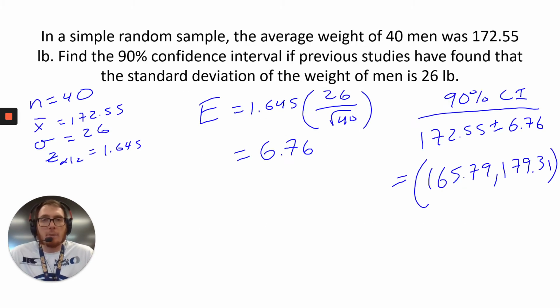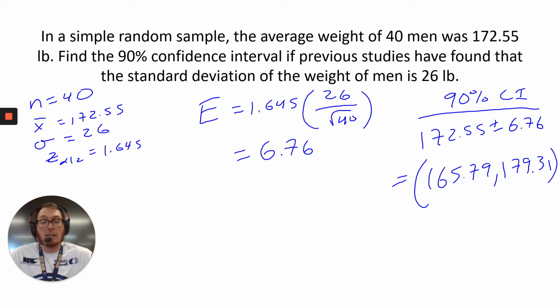Okay, so here's an example. The average weight of 40 men is 172.55 pounds. So first thing to notice from the first line is that n is 40. And this 172.55, that's x bar. That's the sample mean. Find the 90% confidence interval, given that the standard deviation of weight of men is supposed to be 26 pounds. So they gave you some prior knowledge, which means that's sigma.